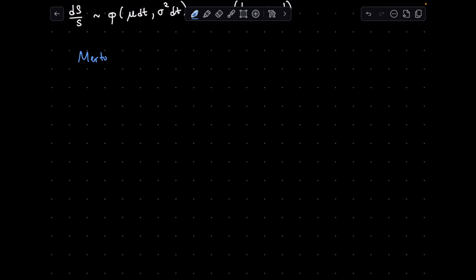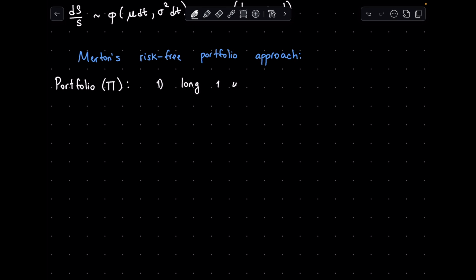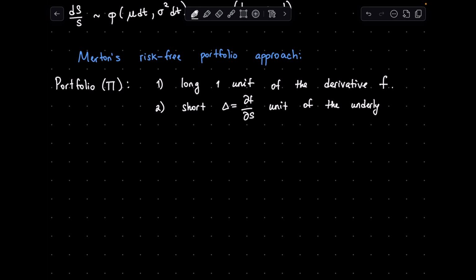Now we need to use this model to construct a riskless portfolio. This is what Merton did in his derivation of the equation. The portfolio is as follows. 1. We have a long 1 unit of the derivative f, and 2. We short delta, equal to del f over del S, units of the underlying stock. So our portfolio P is equal to positive f minus delta S.